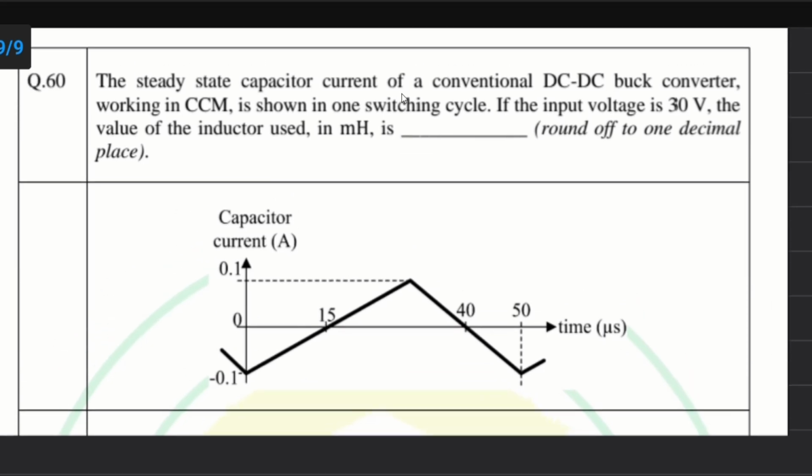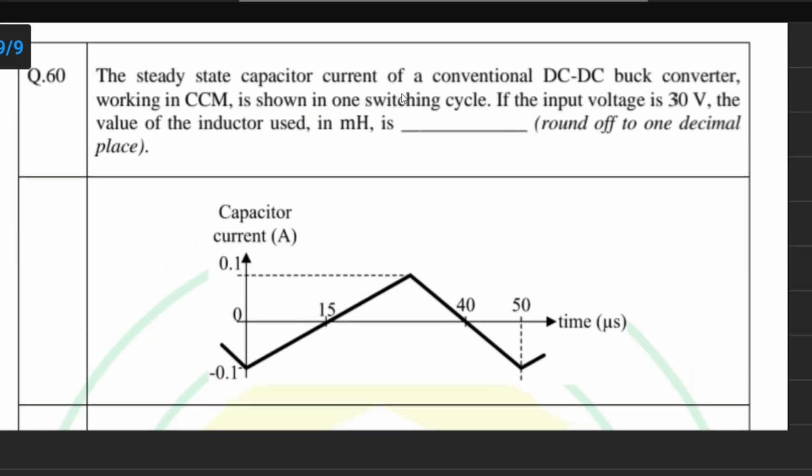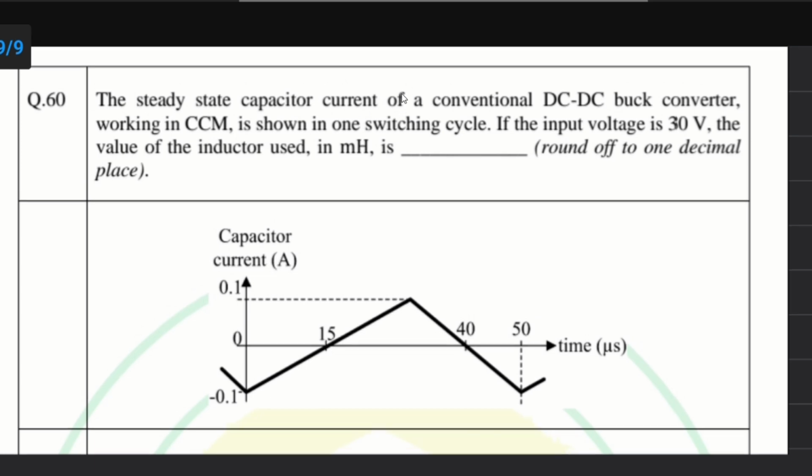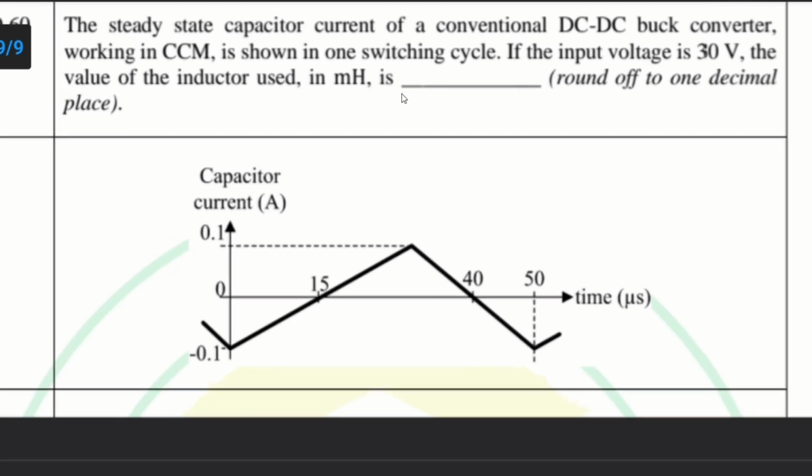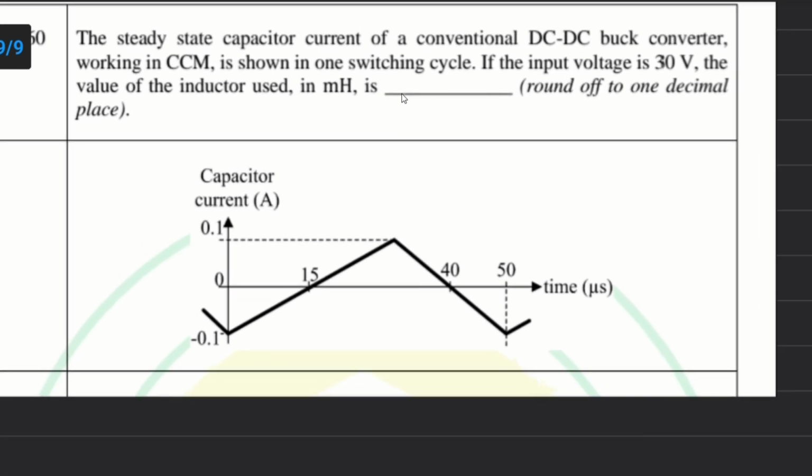This is a question from GATE 2025. In this question, a DC buck converter, a step down converter, is given, and the capacitor current waveform is given for that converter. The input voltage is given as 30 volt. We have to determine the value of the inductor used.